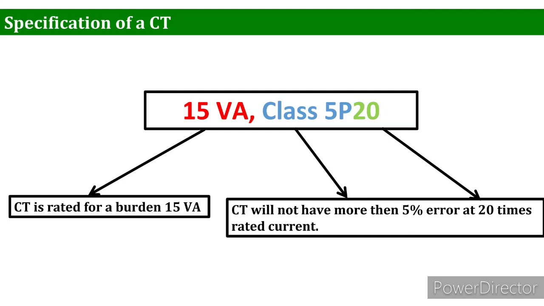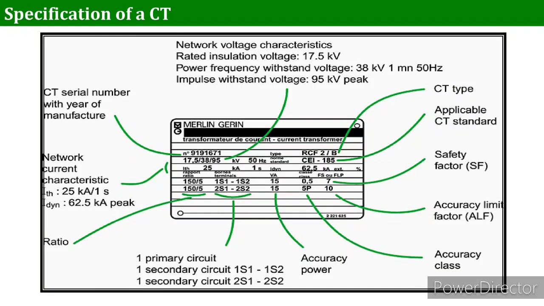If we talk about the specification of a CT, that is written on the data sheet, you can see a notation written like 15 VA class 5P20. So how can you read it? The 15 VA is basically depicting the burden rating of a CT. The class 5P20 shows that the CT will not have more than 5% error at 20 times the rated current.